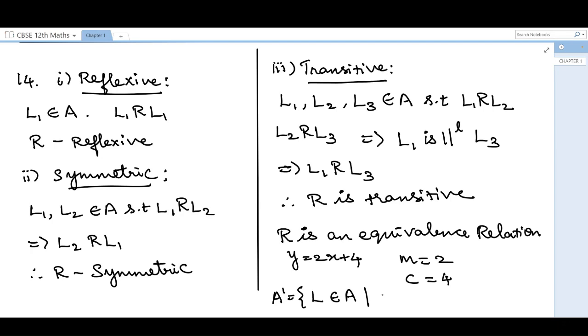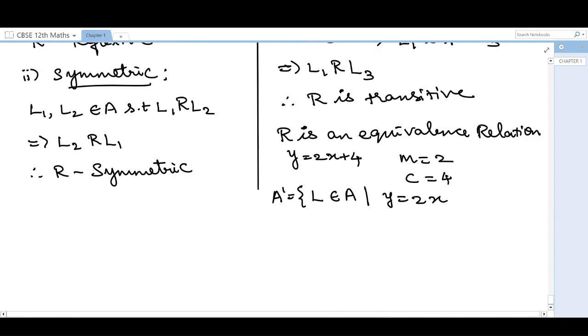So it consists of straight lines which are of the form y equal to 2x plus k, where k is any real number.